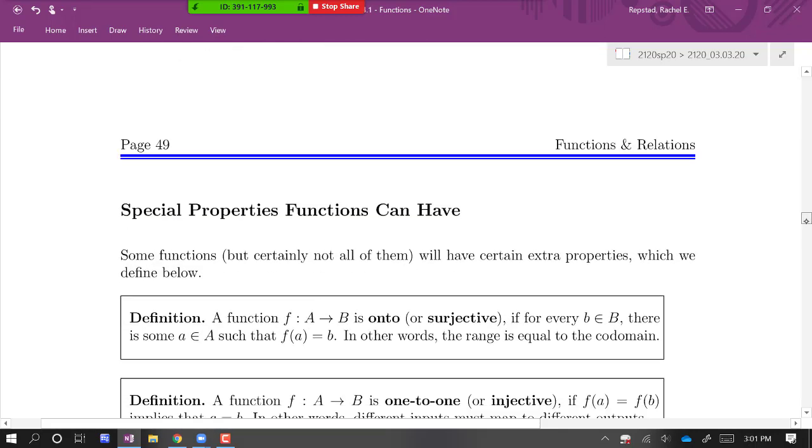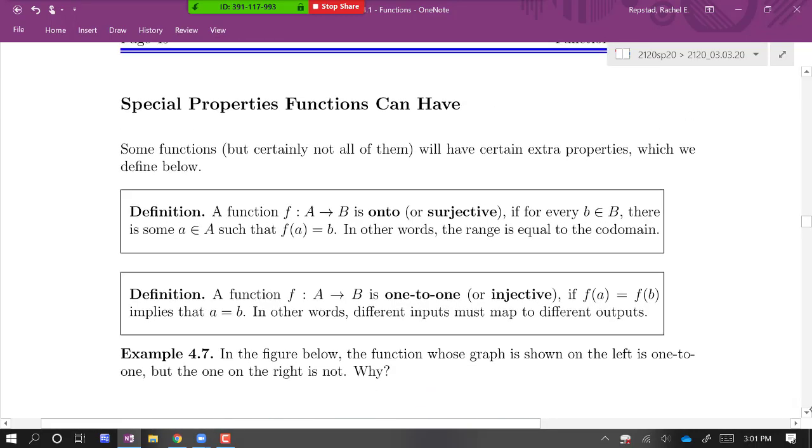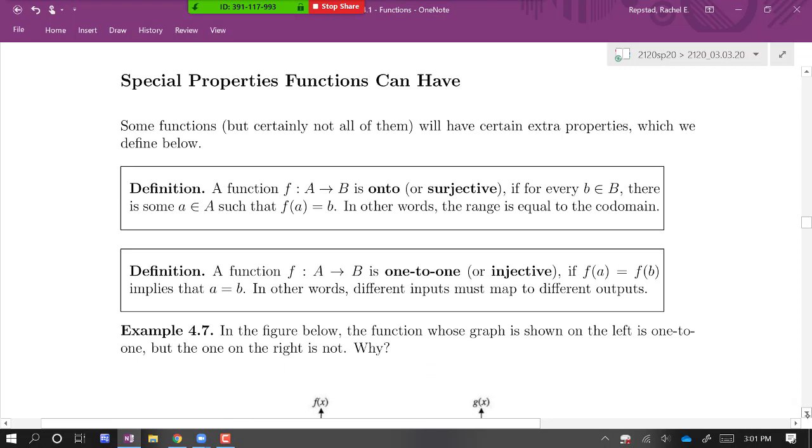Okay. So now we know what has to be true in order to have a function, right? We can't split our inputs. Once I've picked an input, it can only go to one output. But there are other properties that a function may have. There's two properties. One property is that a function could be onto or surjective, and a function could be one-to-one or injective. A function could be either or both or neither of these properties.